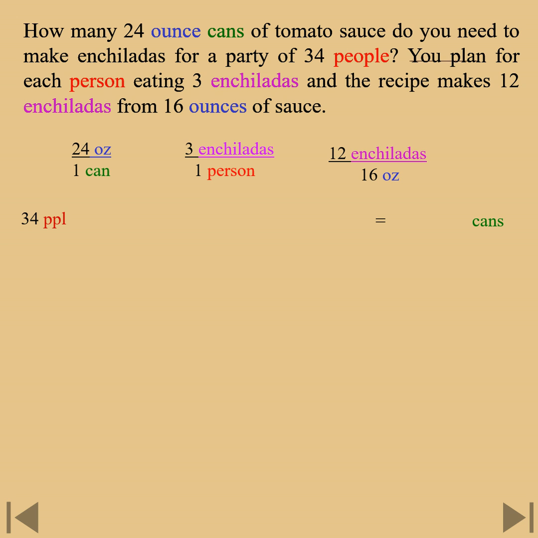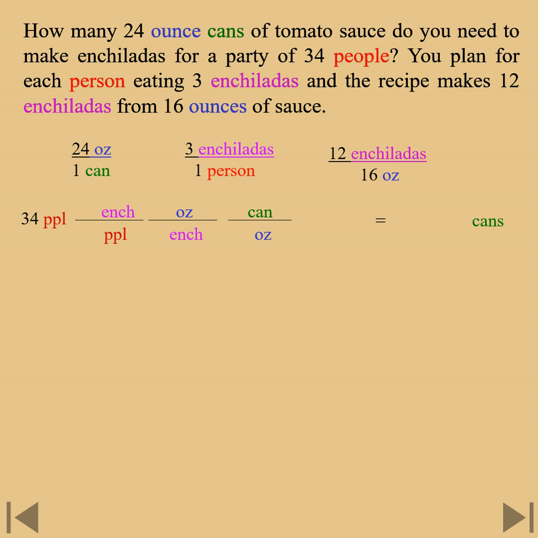On to step 3, let's get out of people. Can we go straight from people to cans? No, as we look up and see people is going to take us to enchiladas. Then out of enchiladas. And enchiladas takes us to ounces of sauce. Then out of ounces of sauce. And ounces of sauce can take us to cans. And we are done.